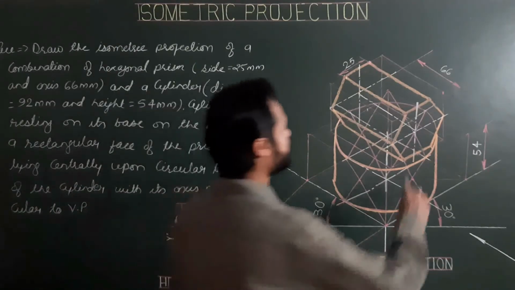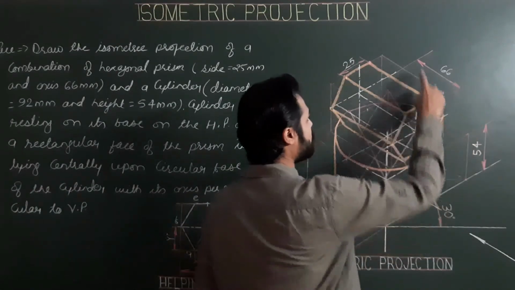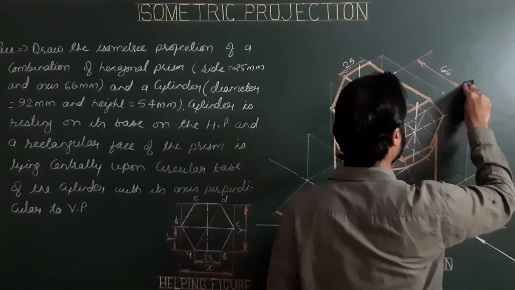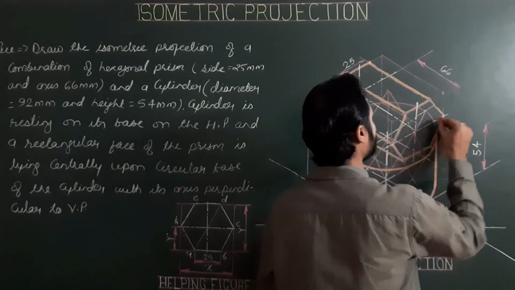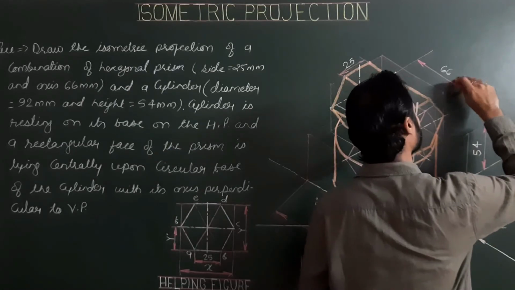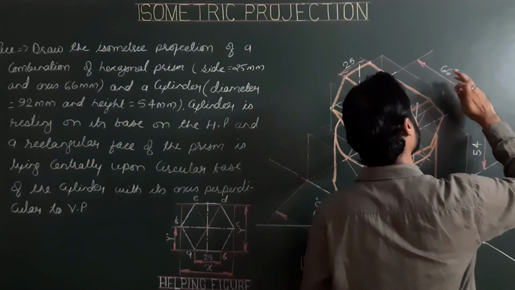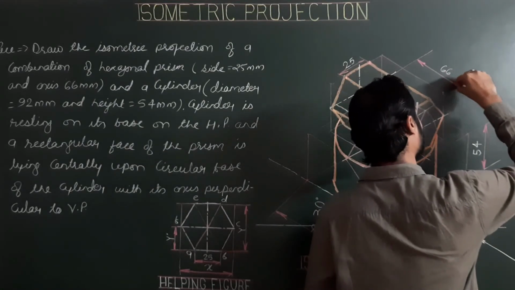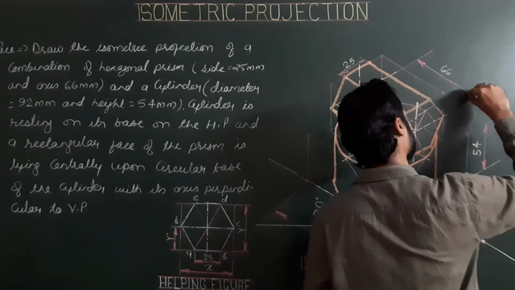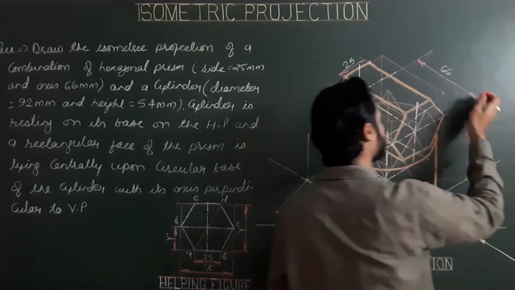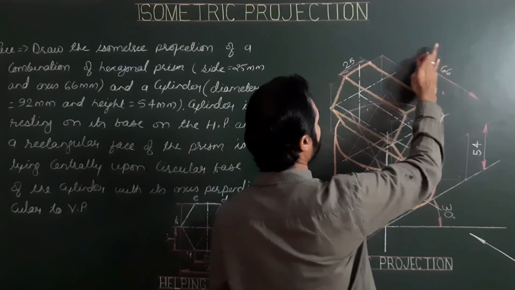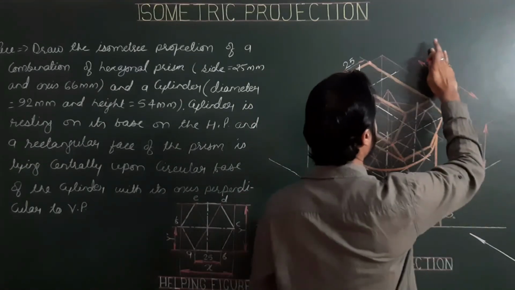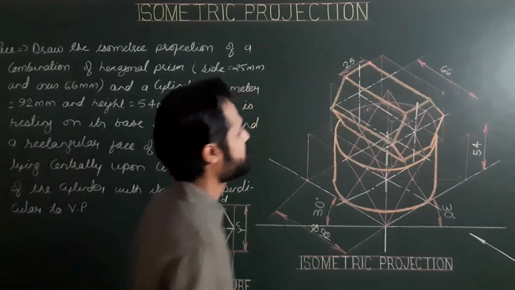There is a small mistake. The extension line for the generator will start from the center of the front hexagonal base. So this is the length, or this is the dimensioning line for the axis of the prism.